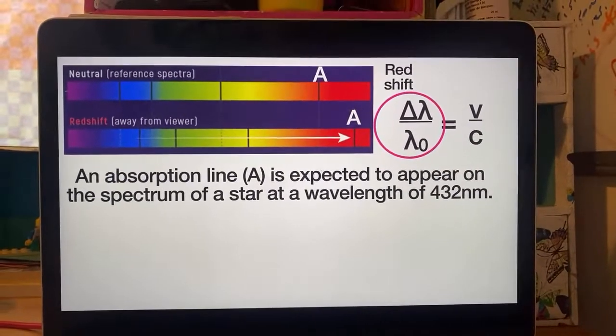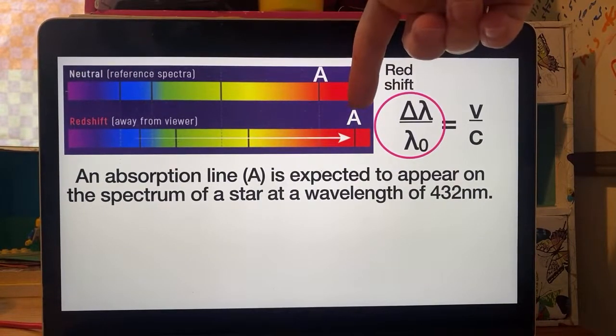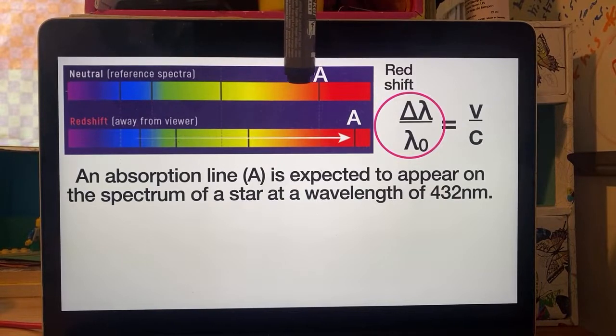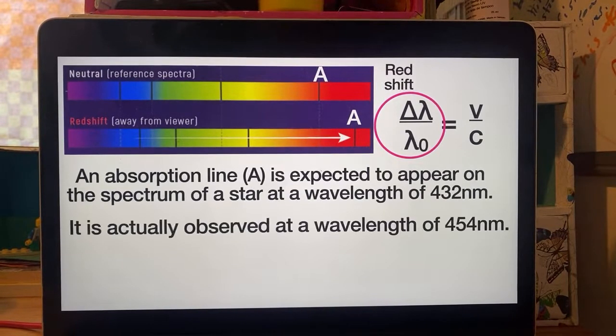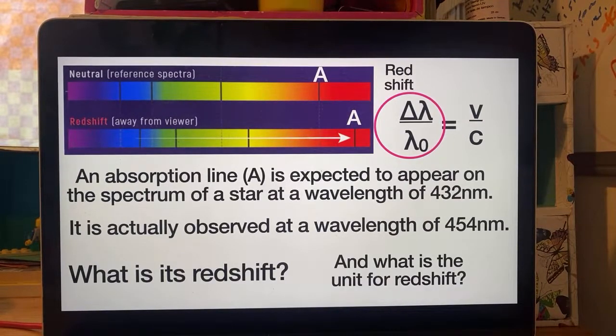We'll start out by just trying to find some redshifts. An absorption line A, shown on this little diagram here. This is where we were expecting A to be, but when we actually measured it coming from a distant star, it was shifted over to the red end of the spectrum. So we were expecting it to have a wavelength of 432 nanometers, but it's actually observed at a wavelength of 454 nanometers. What is its redshift? And if you like, too easy. Okay, also, what is the unit for redshift?